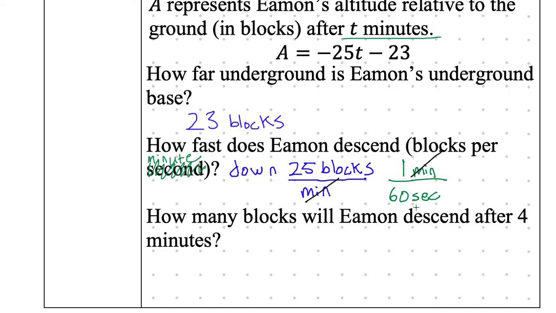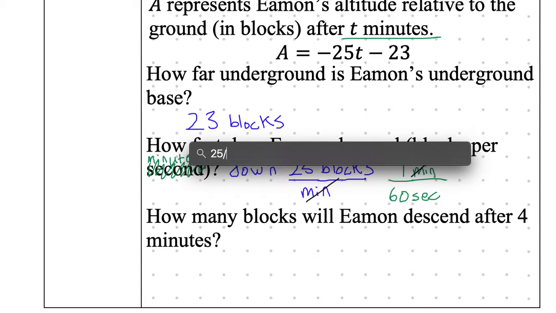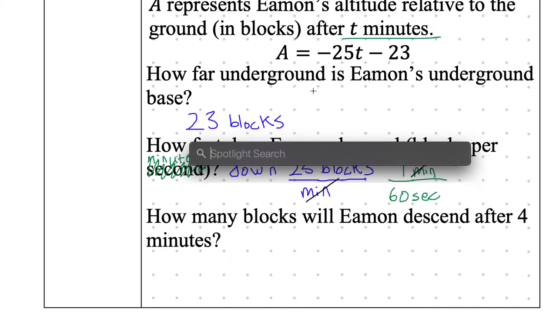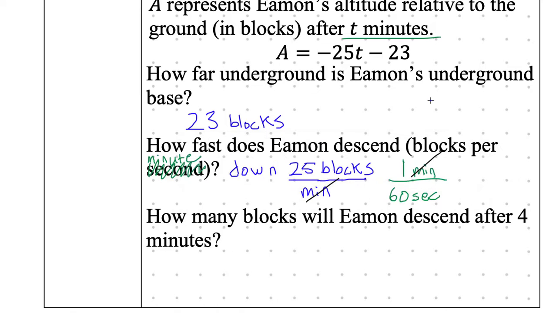If you say 1 minute for every 60 seconds, the minutes should cancel out because I have minutes on the top and the bottom. And my units are now blocks per second, which is what it was originally asking for. And if you actually do the math, 25 divided by 60 reduces to a fraction. What is that going to be? It would be 5/12. And 5/12 is the same number, 0.416 repeating blocks per second.